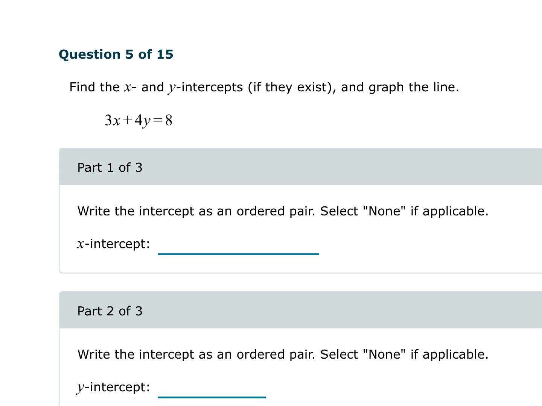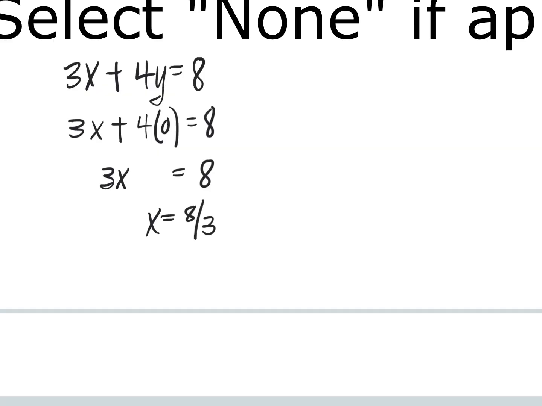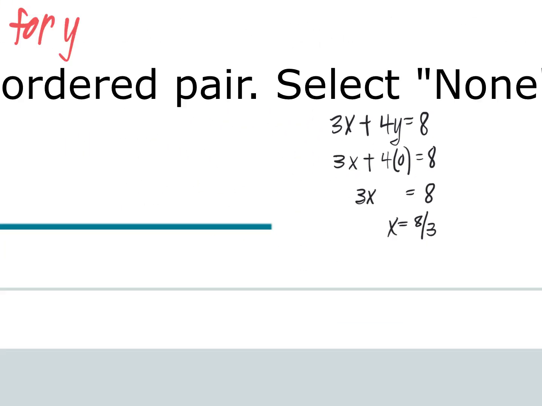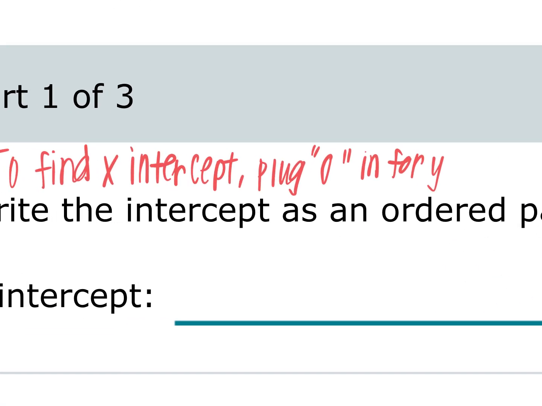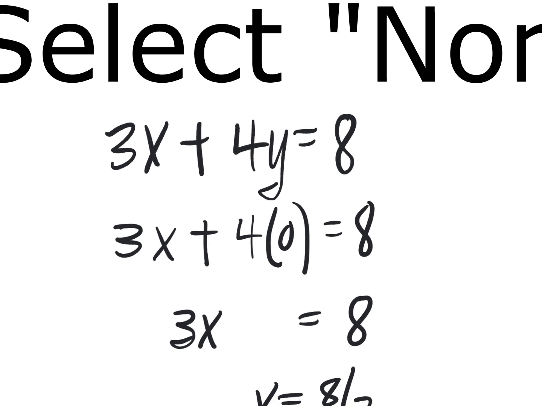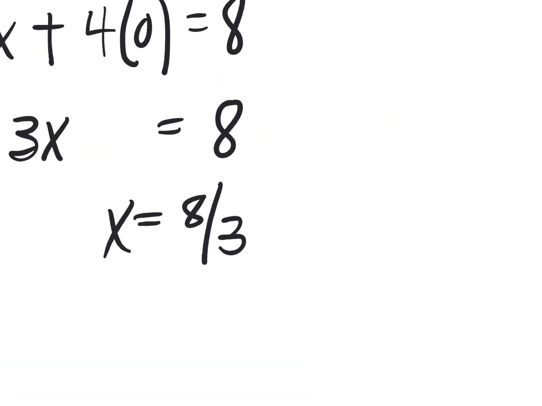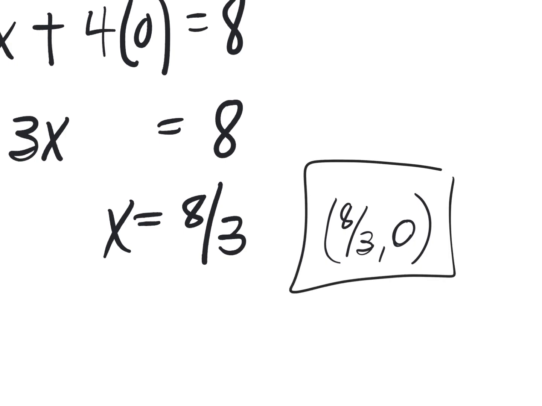This question is just asking us to use x and y intercepts to graph the line. This first part is asking us to find the x-intercept. To find the x-intercept, you want to plug 0 in for your y value, and that's exactly what I've done right here. The equation was 3x plus 4y equals 8. So instead of having y, I just put 0 in its place. So 3x plus 4 times 0 equals 8. 4 times 0 is just 0, it goes away. So you have 3x equals 8, and then you're going to divide both sides by 3, and that is going to give you an x value of 8 over 3, so that your point is (8 over 3, 0) for your x-intercept.